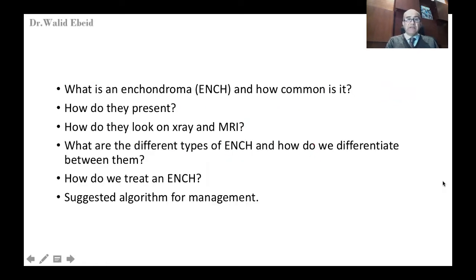By the end of this lecture, we're supposed to be able to answer the following questions. What is an enchondroma and how common is it? How do they present? How do they look on X-ray and MRI? What are the different types of enchondroma and how do we differentiate between them? How do we treat an enchondroma? And at the end, I'll suggest an algorithm for management.